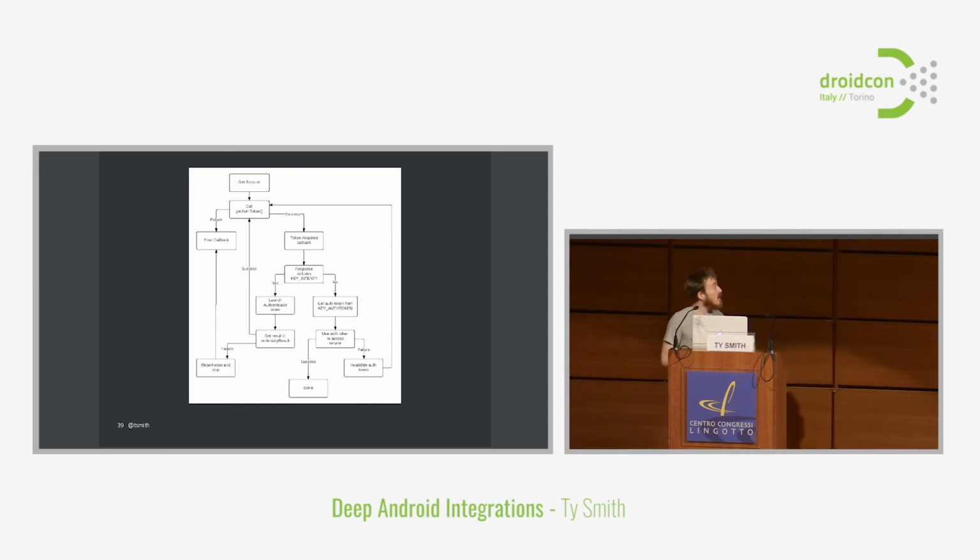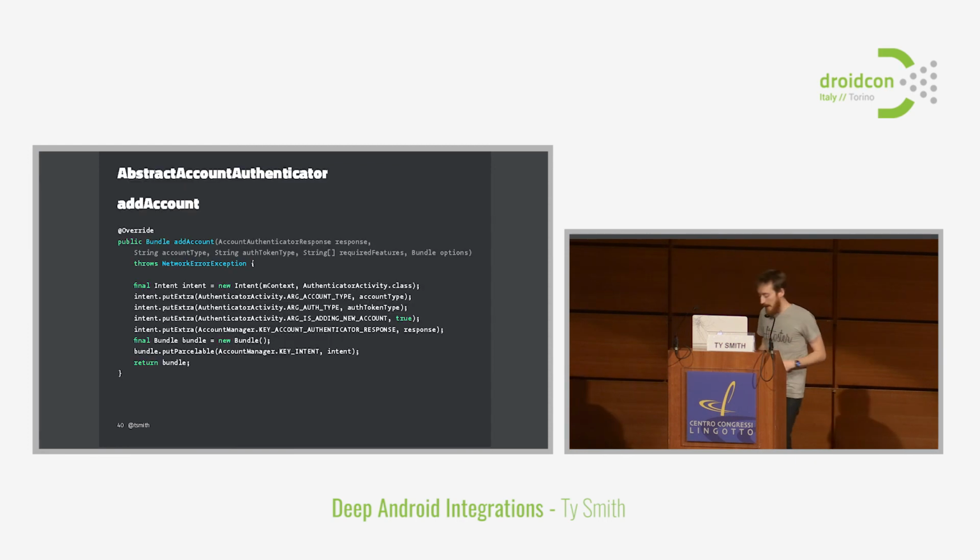So let's cover a few of the important implementation details of the Android diagram that they provide us. In the abstract account authenticator class, we will need to override the add account method. And that's called when a user explicitly wants to add an account to your application. They go to the account screen, they click your app name, they click the add at the top.